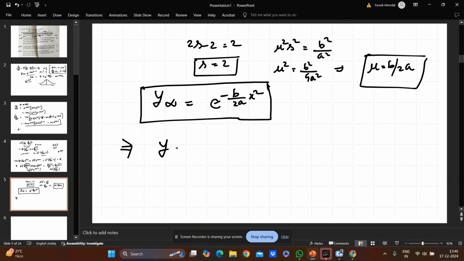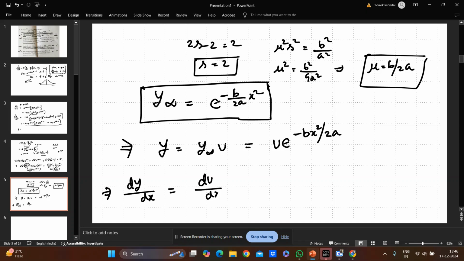So next part, they are telling that y is equal to y infinity into u, where u is the modulating function, and you have to find the differential equation of u. So simply write y infinity is equal to e to the power minus bx square by 2a. So what will be your dy dx? Dy dx is equal to du dx, the first derivative of this term, and secondly the derivative of this term will give you minus bx by a. So x square will give you 2x, so minus b by 2a into 2x, so bx by a, into e to the power minus bx square by 2a. So this is dy dx.